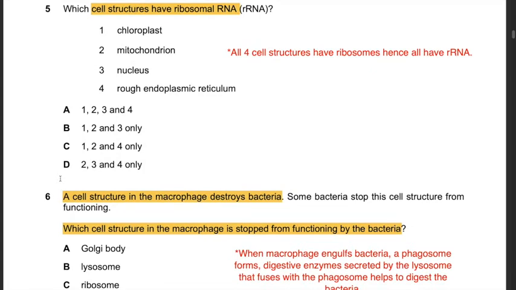Question 5. Which cell structures have ribosomal RNA? 1. Chloroplast, 2. Mitochondrion, 3. Nucleus, 4. Rough endoplasmic reticulum. Since all 4 structures have ribosomes either being 70S or 80S, they will all have ribosomal RNA. Therefore, the answer is A, 1, 2, 3 and 4.